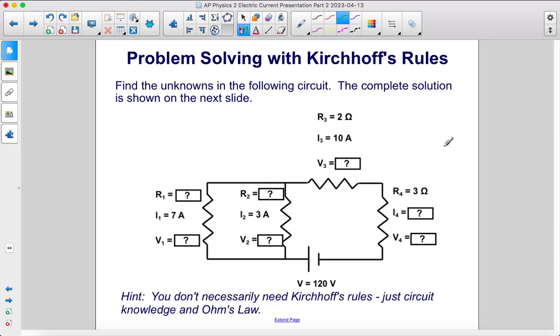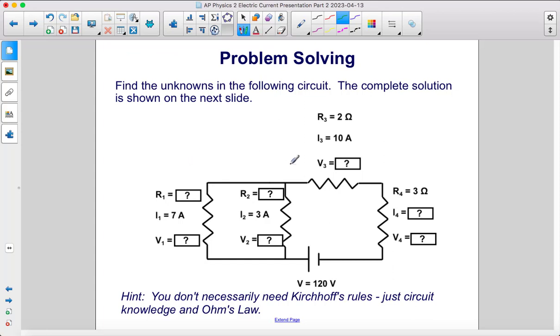Find the unknowns in the following circuit. The complete solution is shown on the next slide. Hint, you don't necessarily need Kirchhoff's rules, just circuit knowledge and Ohm's law. All right, let's solve this together. I'm going to solve it without Kirchhoff's rules. I want to figure out the total current leaving the battery. So first, I need to know the equivalent resistance of the circuit.